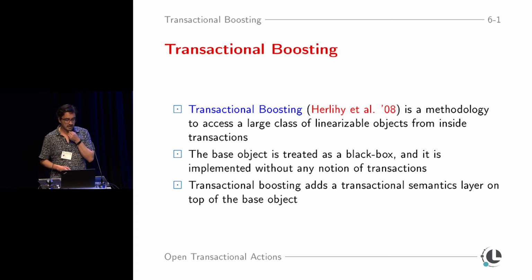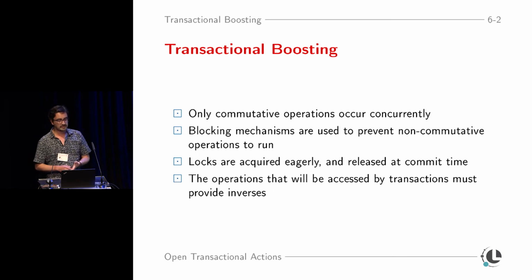With transactional boosting, only commutative operations should be allowed to occur concurrently, and blocking mechanisms should be used to prevent non-commutative operations from running. So locks are acquired eagerly and released at commit time, and the operations that will be accessed by transactions, of course, must provide inverses for the case that the transaction aborts.